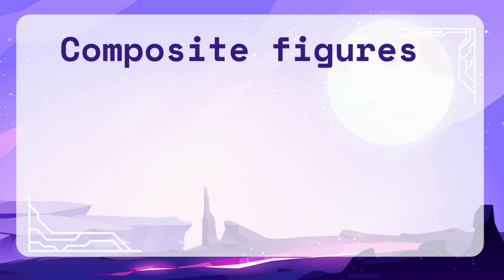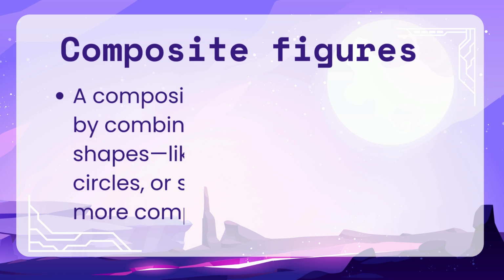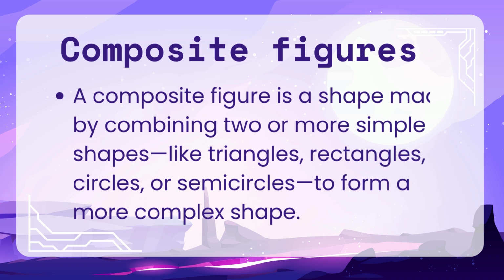First, let's understand what a composite figure is. A composite figure is a shape made by combining two or more simple shapes, like triangles, rectangles, circles, or semicircles, to form a more complex shape.